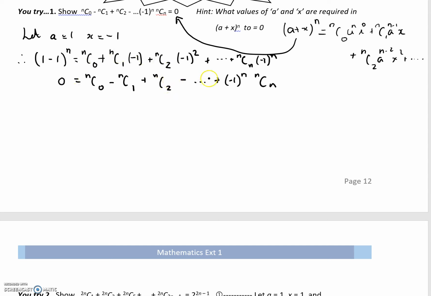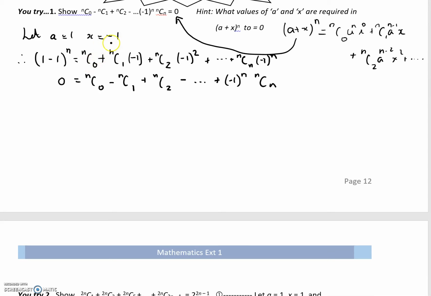As you can see, this one comes out very quickly once we recognise the appropriate numbers to substitute for a and x. And in that there's only 2 lines of working, and you can see that if a is equal to 1 and x is equal to minus 1, then we've got nC0, and I didn't put any mention of a in this expression because it's simply 1, and 1 to any power is just going to be 1.